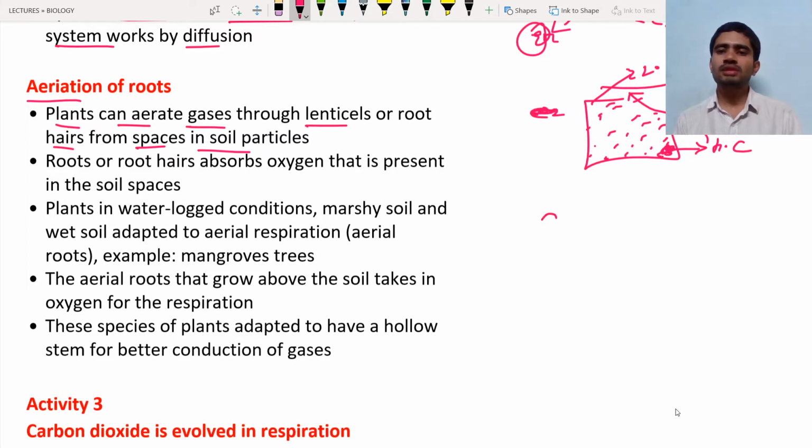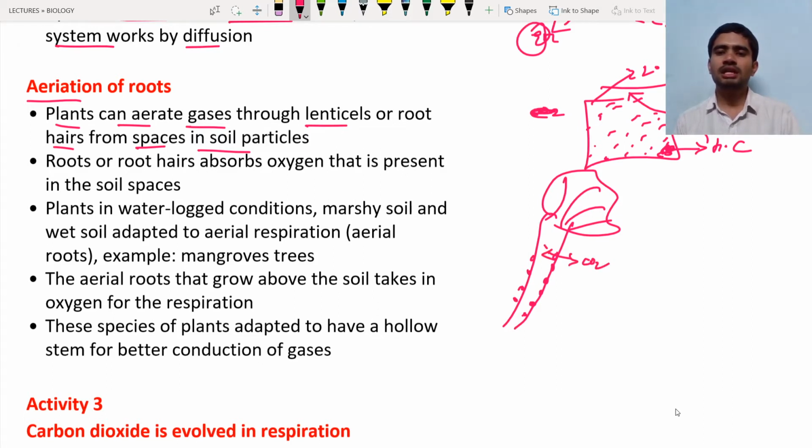For example, let us consider this a stem of the plant. On the stem you can see small elevations, tissues elevated on the stem. These tissues help in the exchanging of gases like carbon dioxide, oxygen, and so on. Not only the lenticels but also the root hairs help in the exchanging of the gases.